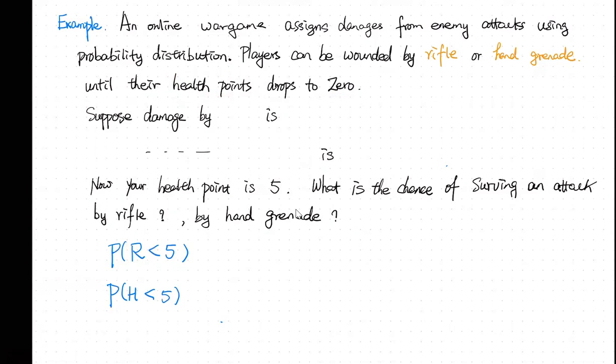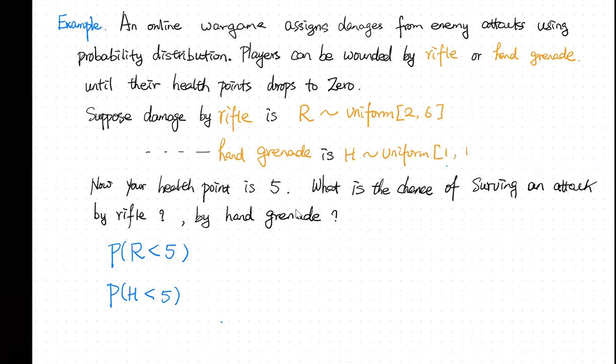Now, suppose that the damage done by a rifle attack is R. It's a random variable R that is drawn from the uniform distribution on the 2 to 6 interval. And the damage done by a hand grenade attack is H, which is drawn from a uniform distribution on the interval 1 to 11.